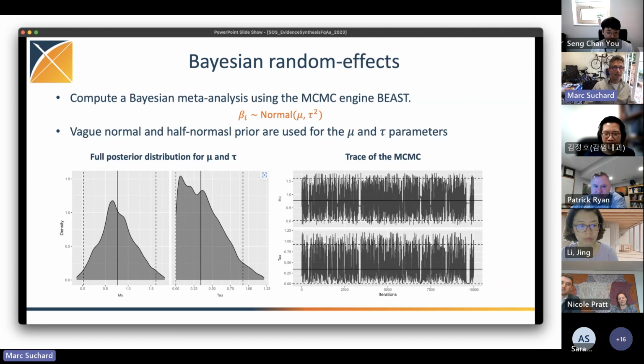We'll use Markov chain Monte Carlo through this BEAST engine basically to simulate from the joint distribution of what our unknown population-level effect estimate is and how much we expect each of our data sources to vary from that. And these are just different types of output that you get from a Bayesian analysis.